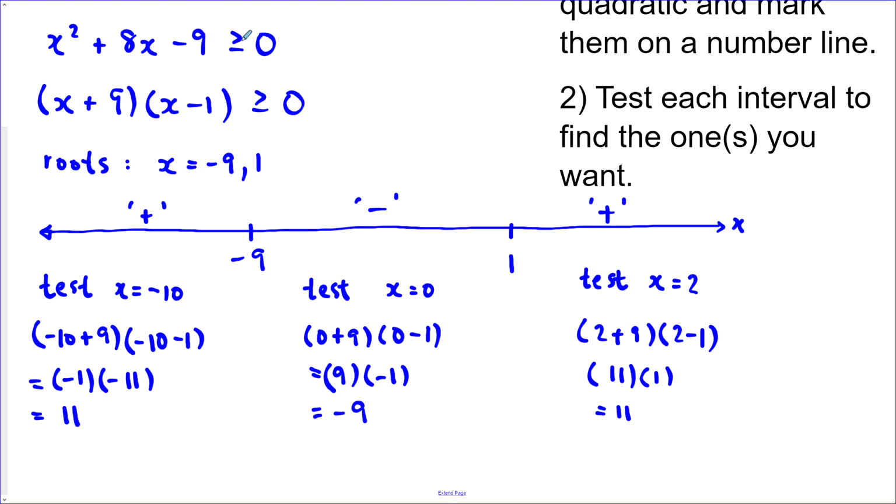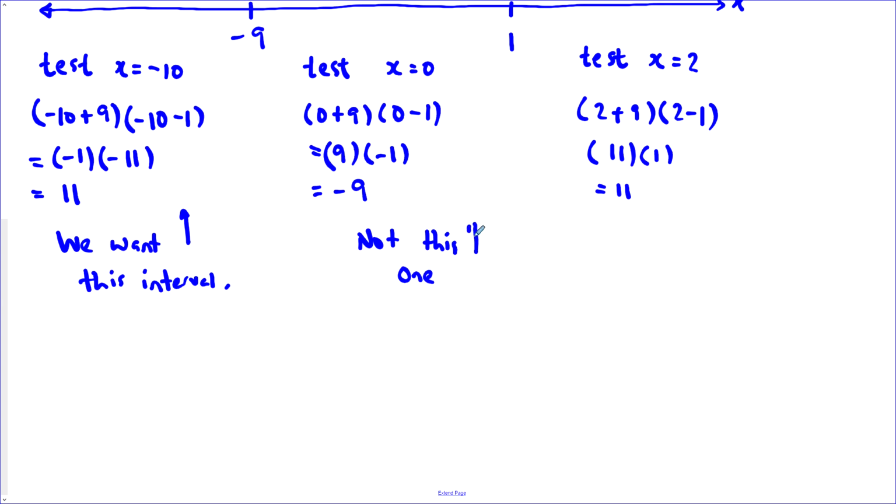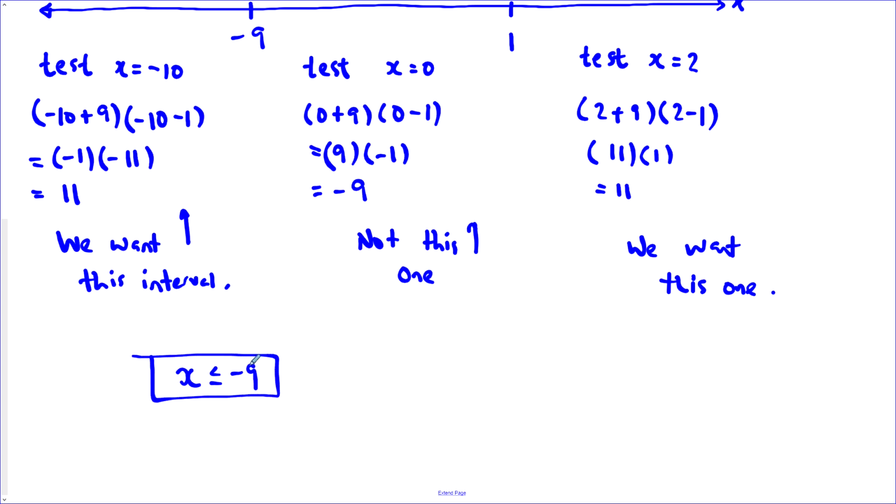All right, and we wanted when is it greater than or equal to 0, or when is it positive or 0. So we'll come down here. This interval, we want this interval, not this one, because this one's negative, and we want this one. Let's write out our solution. We want x is less than or equal to negative 9. And for this one, we want x is greater than or equal to 1. And we have two intervals, and so we want two inequalities in our solution.